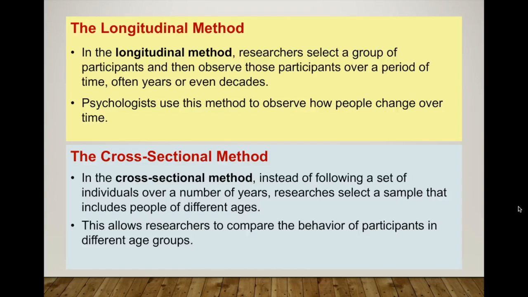In the cross-sectional method, instead of following a set of individuals over a number of years, researchers select a sample that includes people at different ages. This allows researchers to compare the behavior of participants in different age groups.